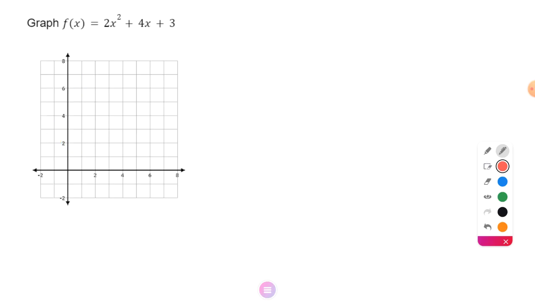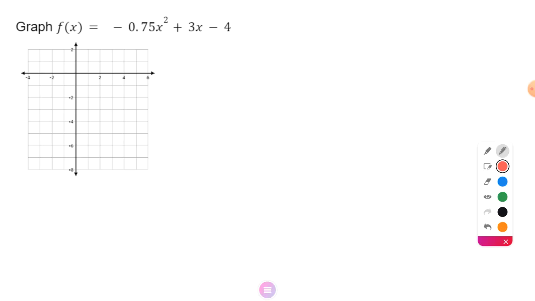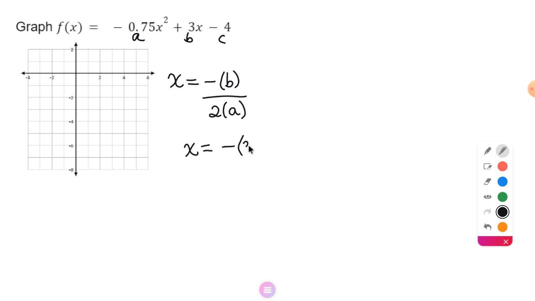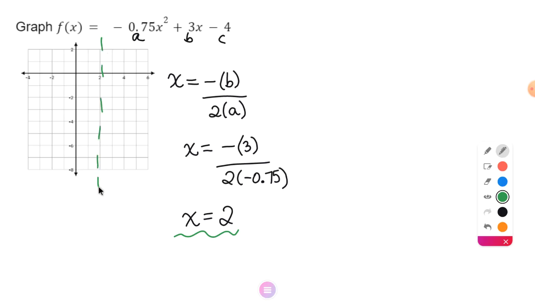All right, one more example with graphing. So now we've got one with a decimal. Same exact process. Here's my A, here's my B, here's my C. Axis of symmetry, negative B over 2 times A. So negative 3 over 2 times negative 0.75. Drop that into Desmos, and we get x equals 2. All right, so that's my axis of symmetry. So in my table, that 2 goes in the middle.